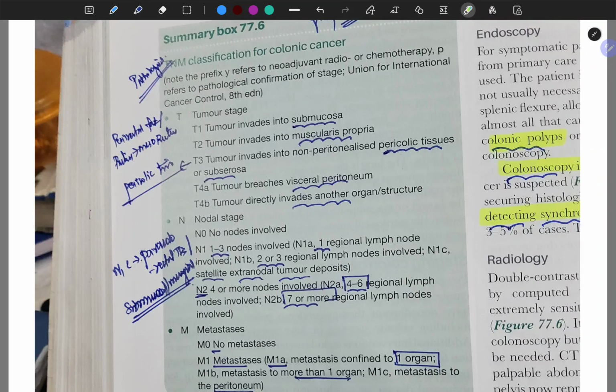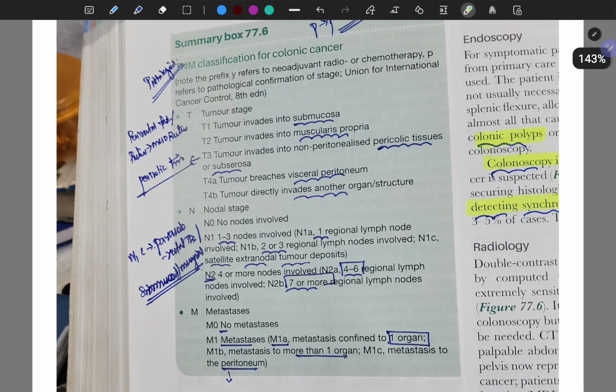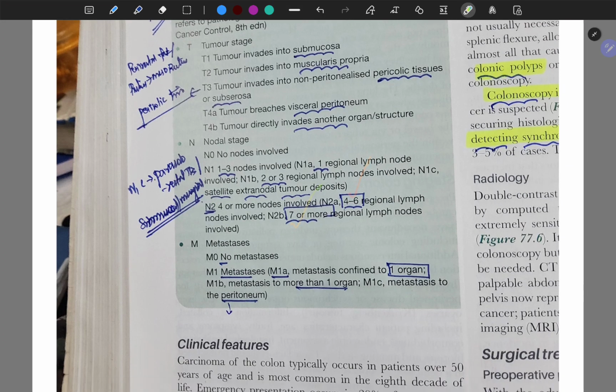Sometimes they may ask you about colonic cancer staging. My favorite question is: T1 tumor invades into submucosa, T2 muscularis propria, T3 pericolic tissues or subserosa, T4 which invades visceral peritoneum, T4A, T4B directly invades other organs or structures. N1 is 1 to 3 nodes, where N1A is 1, N1B is 2 or 3, N1C is satellite or paracolic nodes, extranodal tumor deposit. N2A is 4 to 6, N2B 7 or more.